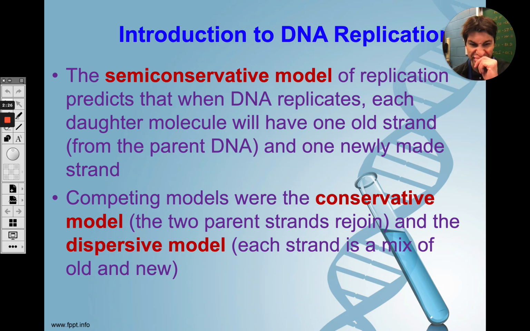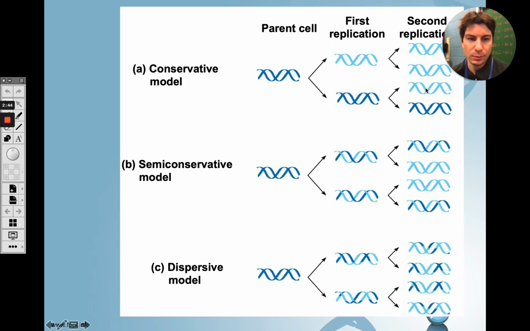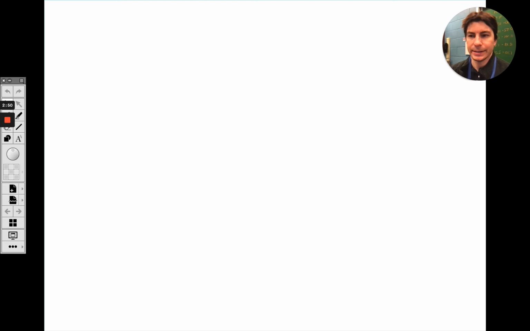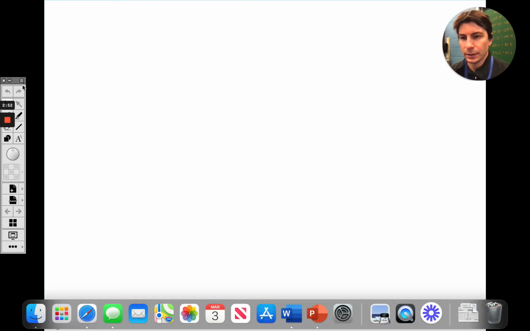Other models were the conservative one, meaning one cell is going to get both of the original strands and the other one is going to get both copies. And the last one is dispersive. Dispersive is just like everything is everywhere. You're going to have some parts of the old, some parts of the new. But here's kind of what the picture looked like. Now, I'm going to draw it for you guys because I think you'll understand it a little better with the drawing.